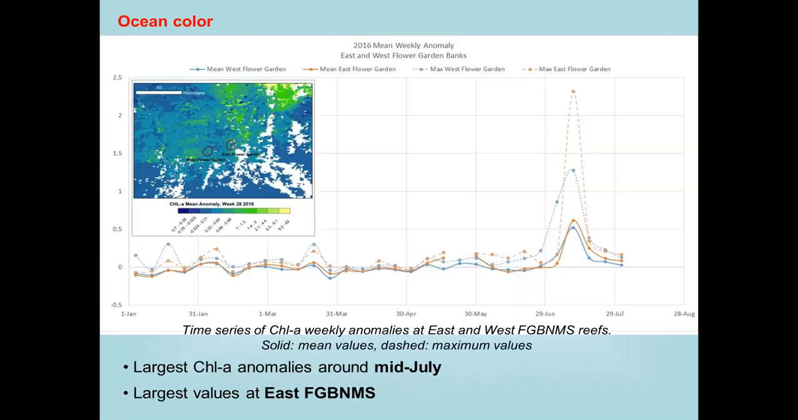And so this type of spread is typical of shelf processes, not so much of deep ocean mesoscale. Again, another estimate is the time series of the chlorophyll anomaly experienced at the banks. The solid line is the weekly average of this chlorophyll anomaly, in orange on the eastern banks, and in blue on the western reef. They are both quite similar, but the dashed lines are the maximum values experienced based on satellite imagery. And we see that for this estimate, the eastern reef, which is the one that experienced the mortality event, was the one with the strongest signature in terms of chlorophyll anomaly.